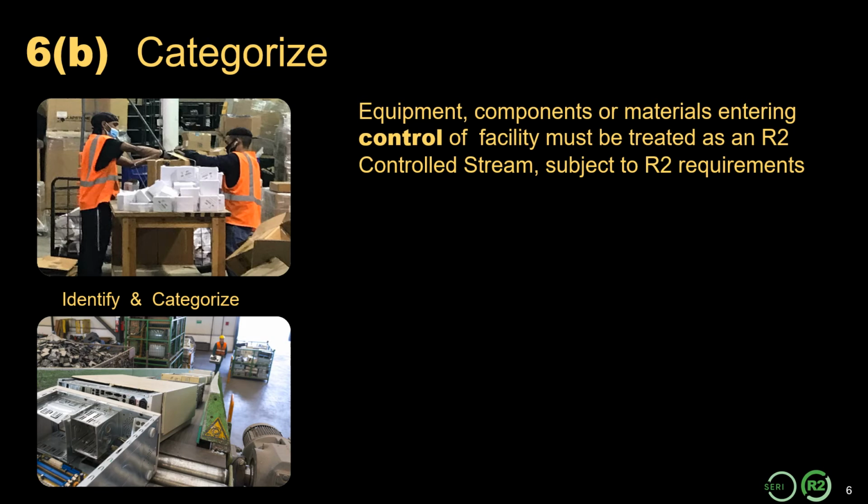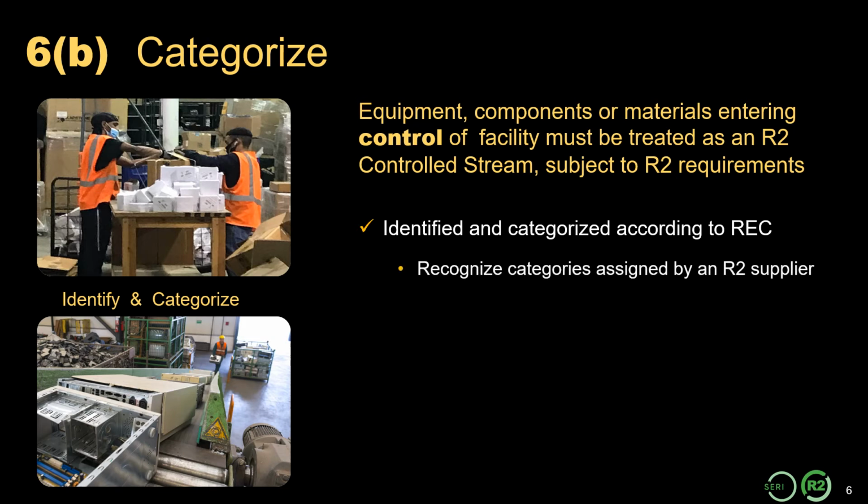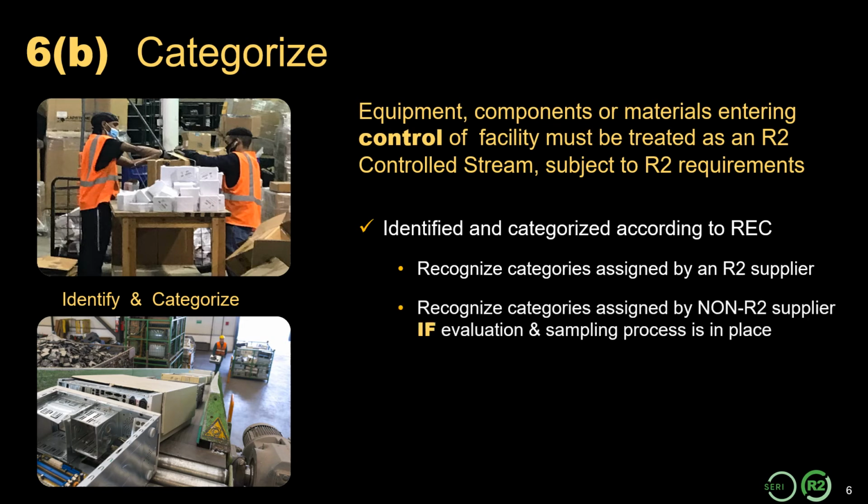To ensure all items are managed in accordance with the correct R2 requirements, they must be identified and categorized using the REC. When categorizing, a facility can recognize the categories assigned by an R2 certified supplier or recognize the categories assigned by a non-R2 supplier if an evaluation and sampling process to confirm the categorizations is in place. The facility can also categorize based on appropriate test and verification records.